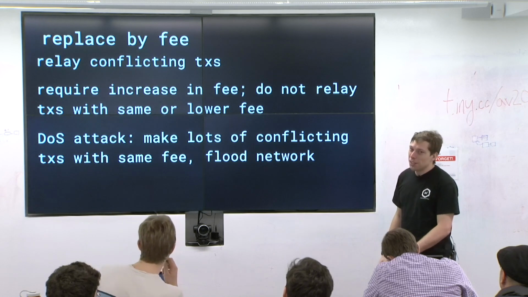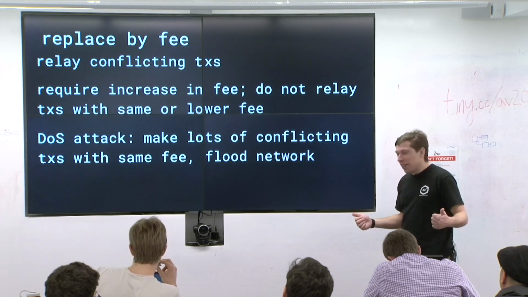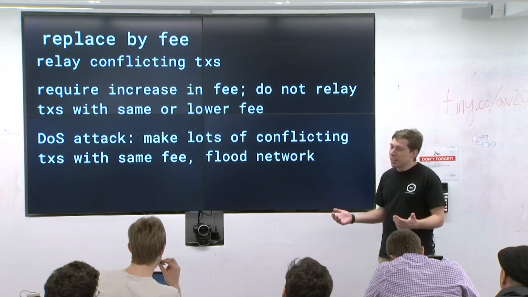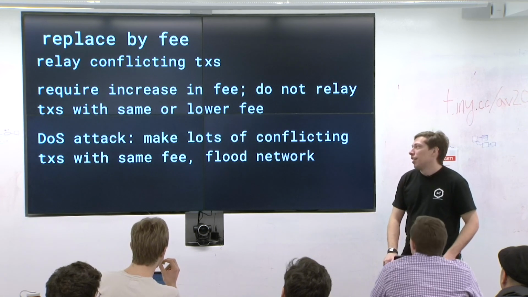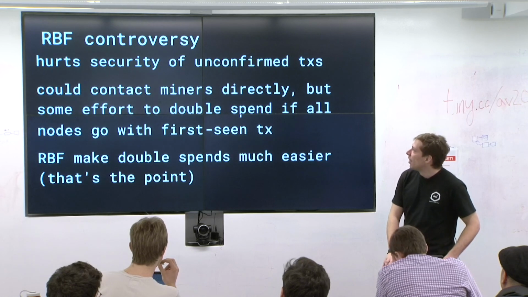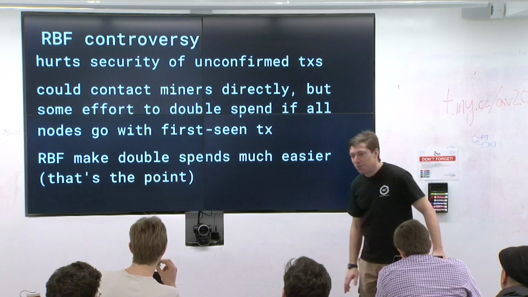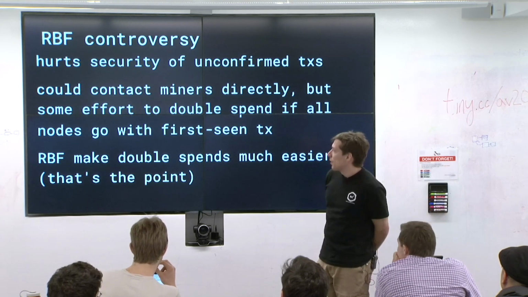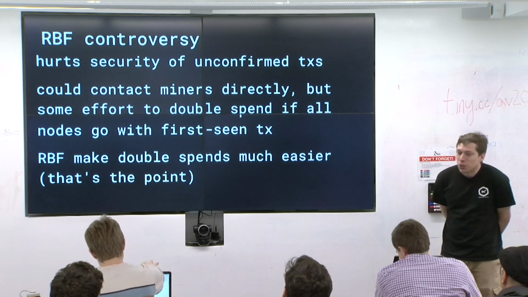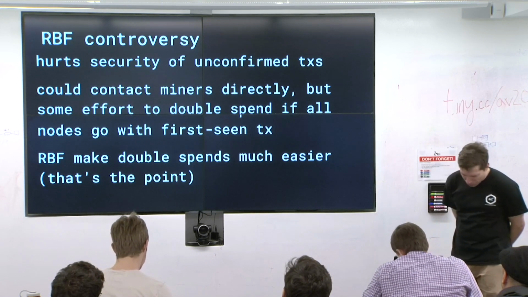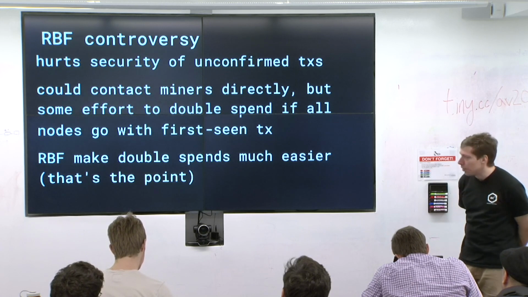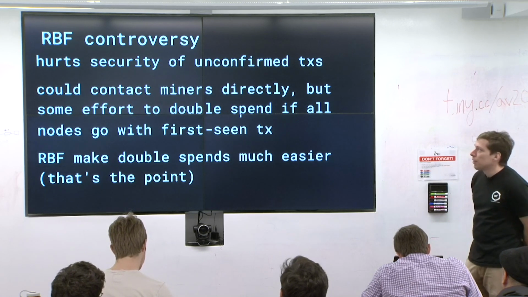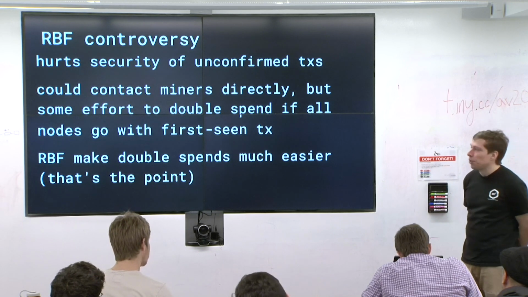Okay, so this seems simple, right? We have replace-by-fee. If you have a higher transaction fee, you replace the transaction. Wallets implement it, no problem. Now, well, people don't like it. People said, no, we don't like replace-by-fee. This was a controversy around 2015 when a bunch of the developers were like, yeah, this seems reasonable, let's put it in. People said, no, this hurts the security of unconfirmed transactions.